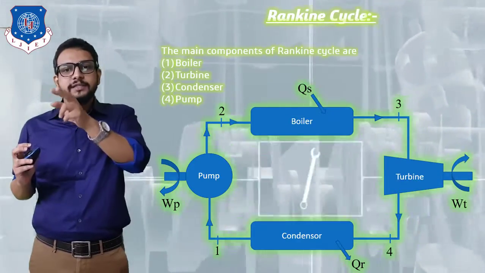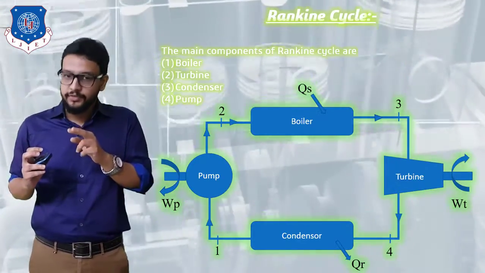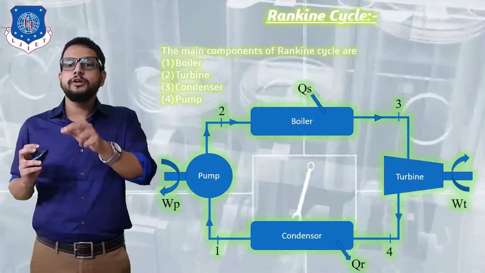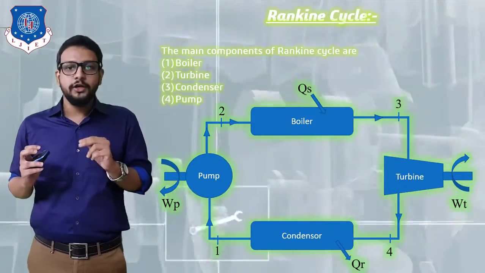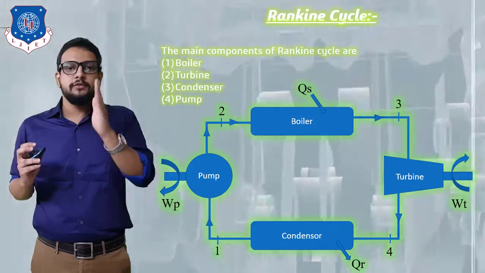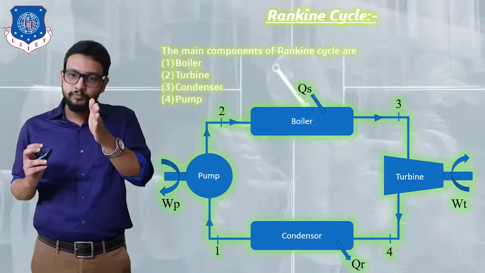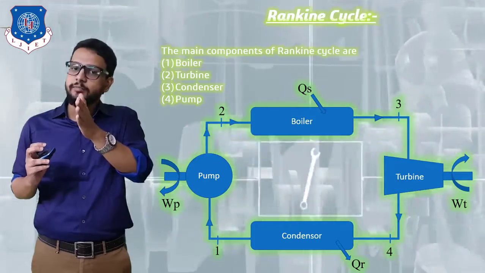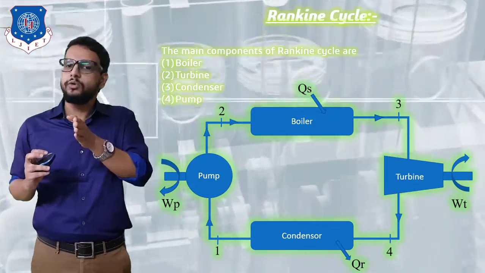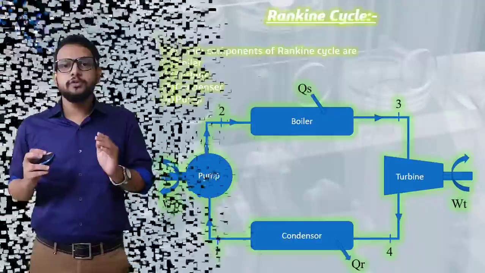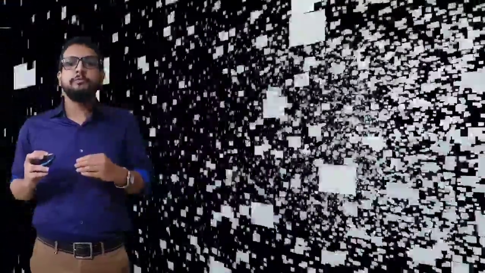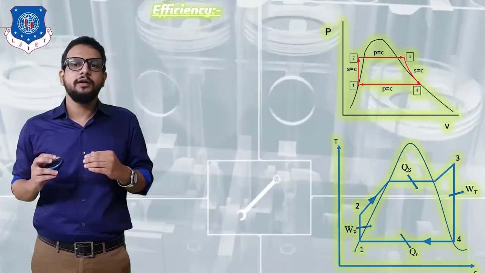Okay, so exit of a boiler is number 3 and exit of a turbine is number 4. Okay, so remember this sequence. 1 is an inlet to a pump, 2 is an inlet to a boiler, 3 is an inlet to a turbine and 4 is an inlet to a condenser. So based on this, we are going to plot our pressure versus volume diagram and temperature versus entropy diagram.